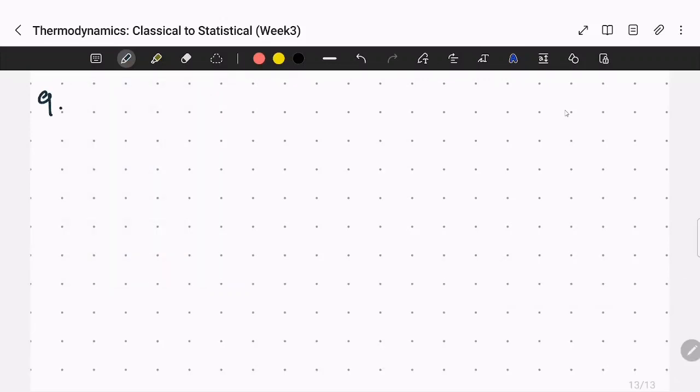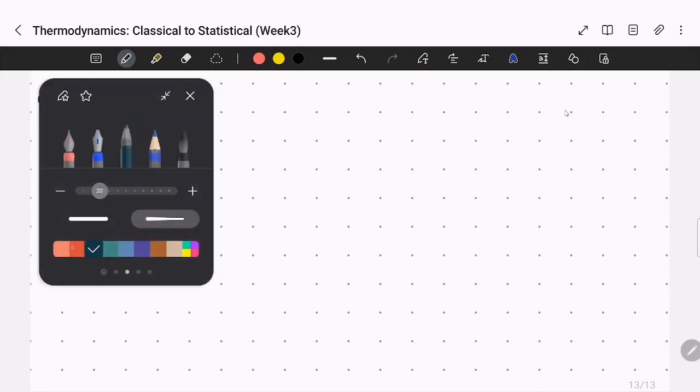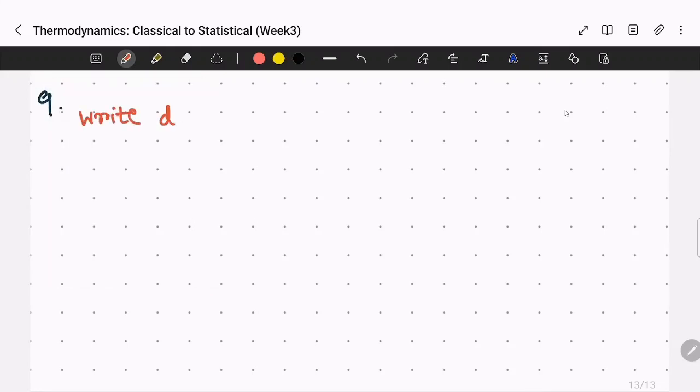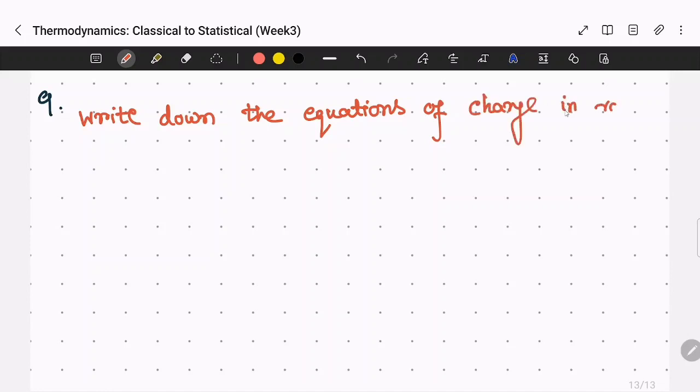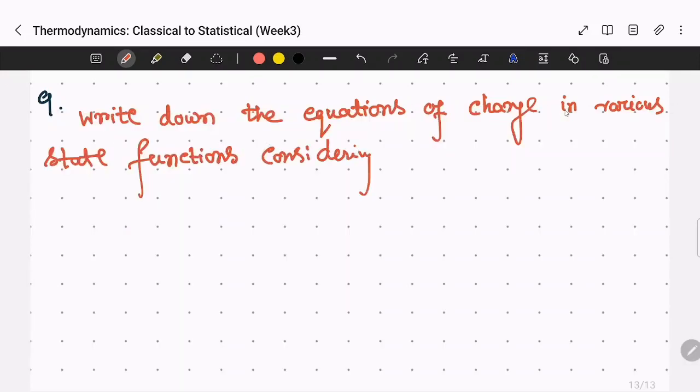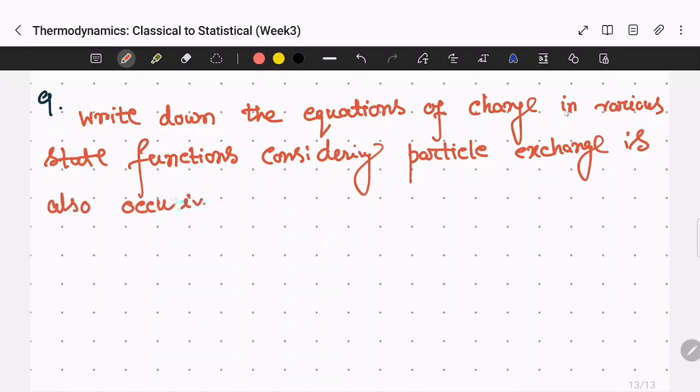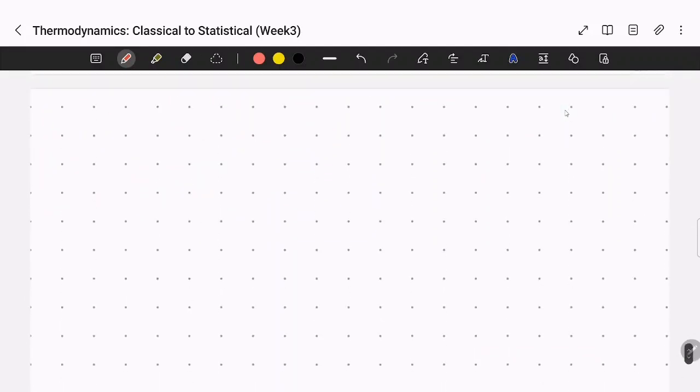Question 9. Write down the equations of changing various functions, this is also important, considering that particle exchange is also occurring. Okay, this is our last question for today's class.